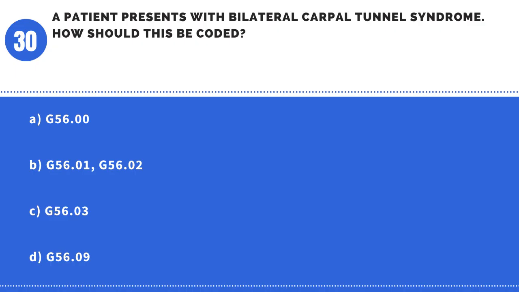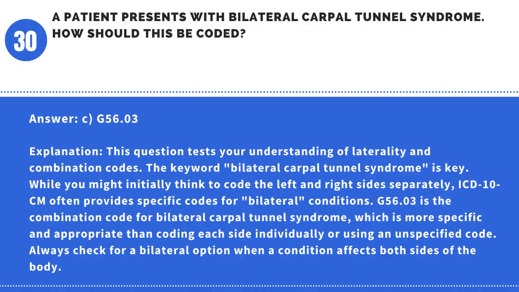Question 30. A patient presents with bilateral carpal tunnel syndrome. How should this be coded? A. G56.00. B. G56.01. G56.02. C. G56.03. D. G56.09. Answer C.